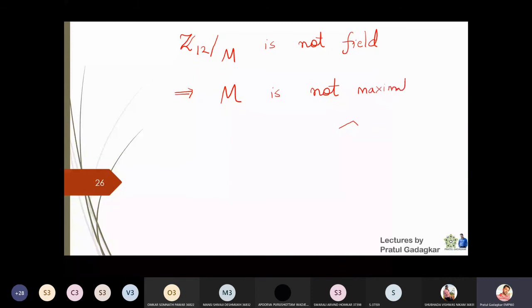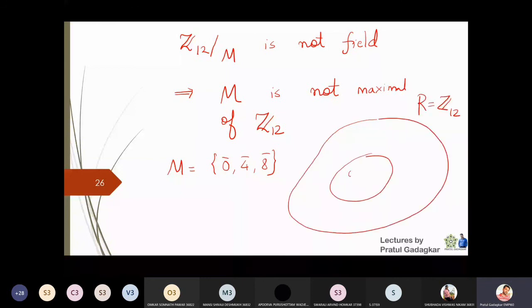Of Z12. You can clearly see that the elements of M that I've chosen were 0, 4 bar and 8 bar. If I draw a picture of this ring Z12, I can see that 0, 4 bar and 8 bar, this is that. Can I find a larger ideal than this? Because we have concluded that it's not a maximal ideal. Can you find a larger ideal than this? Yes, the larger ideal than this is what?